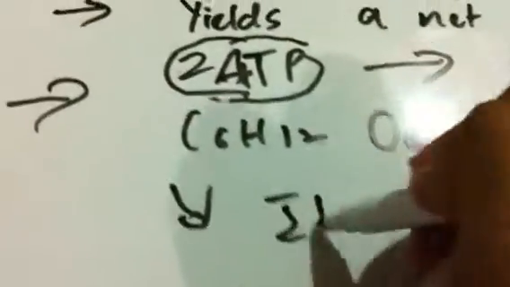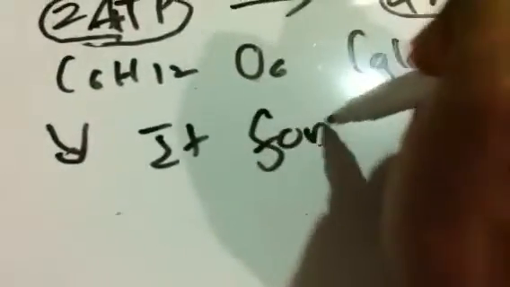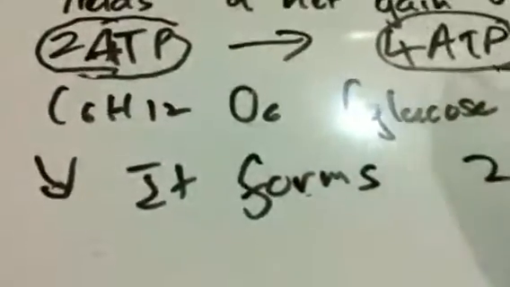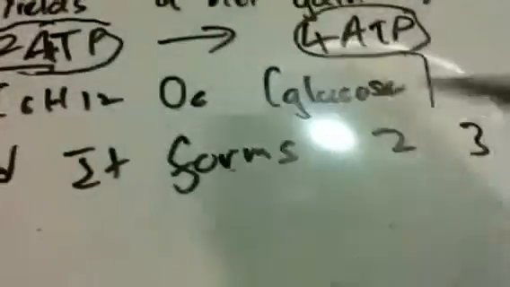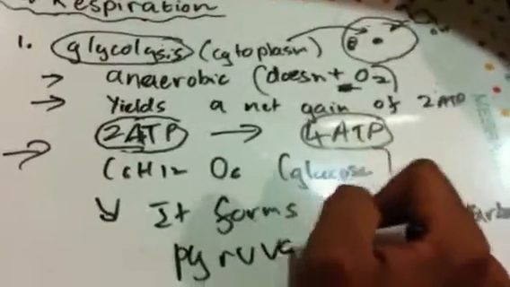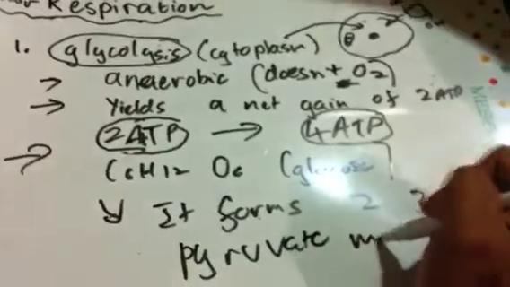And it forms, so the glucose forms 2 3 carbon, so that's 2 molecules which have 3 carbons in them. And these molecules are called pyruvate. So it forms 2 3 carbon pyruvate molecules.